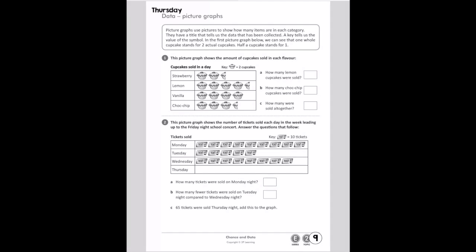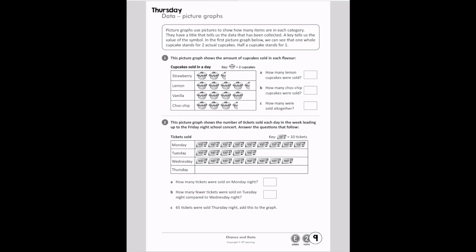Today we're going to be practicing our pictographs. So a pictograph uses pictures to show how many items are in each category. They have a title that tells us the data that's being collected. There is also a key that tells us the value of a symbol.